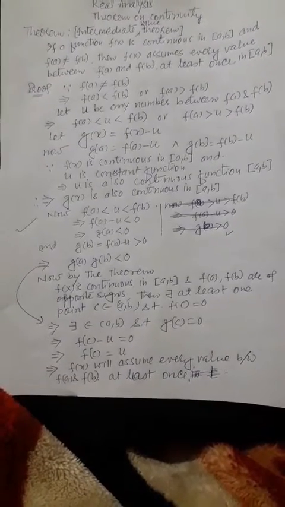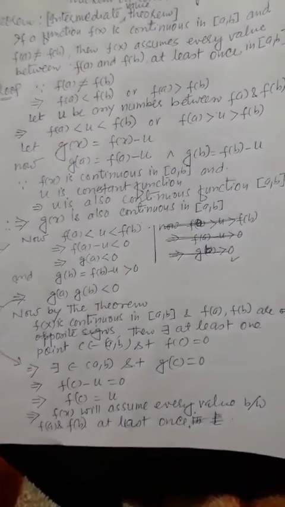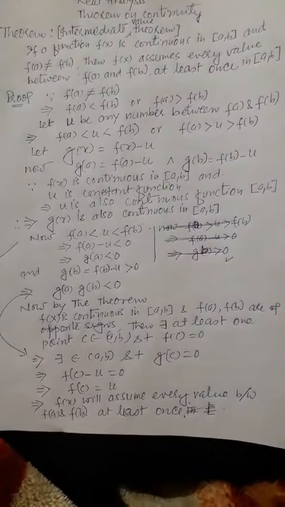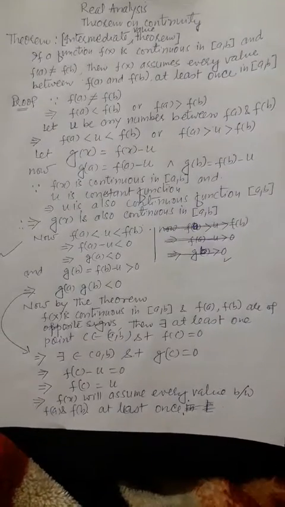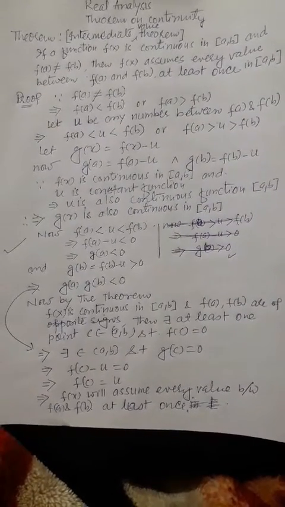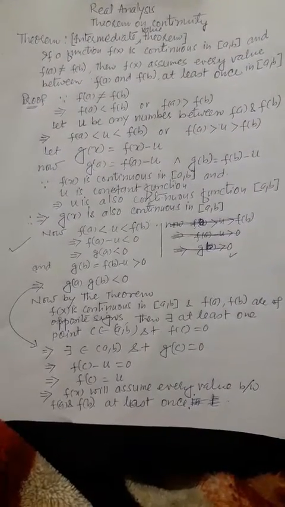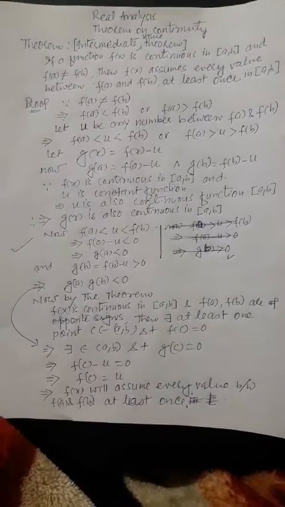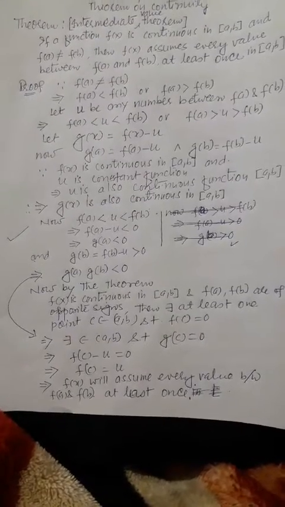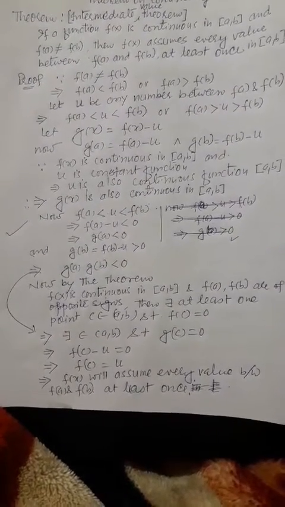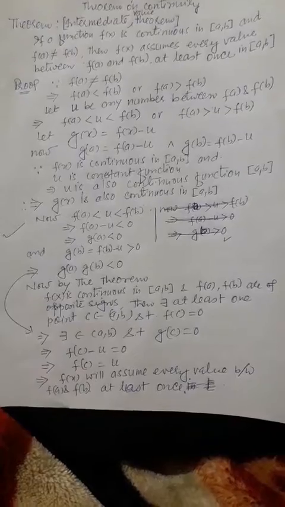If a function f(x) is continuous in closed interval [a, b] and value of the function at endpoints a and b are not equal, then f(x) assumes every value between f(a) and f(b) at least once in the closed interval [a, b].